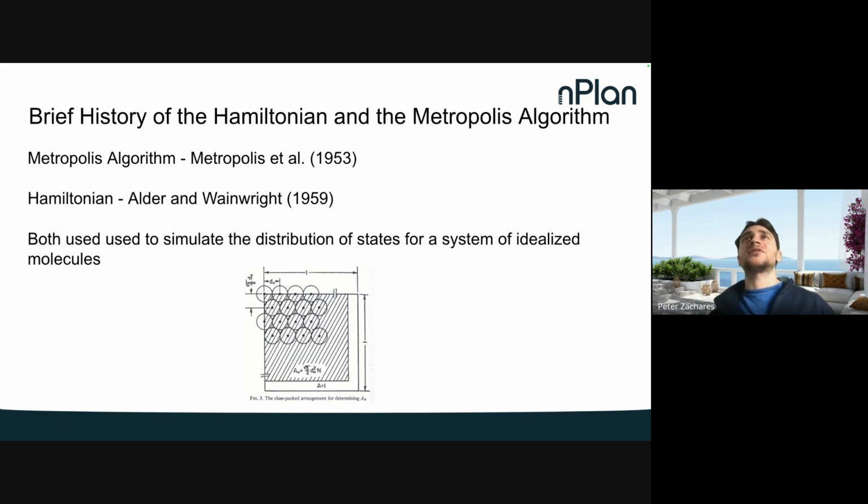The Metropolis algorithm was published in this paper in 1953, and it was a way of simulating the distribution of states for a system of idealized molecules. And then the Hamiltonian was published about 6 years later, by different authors, and it was for the same problem.